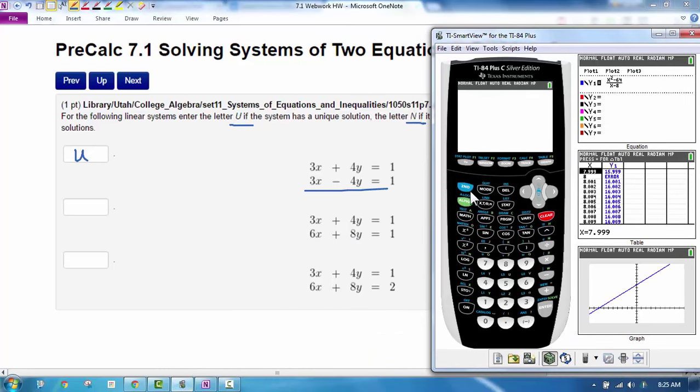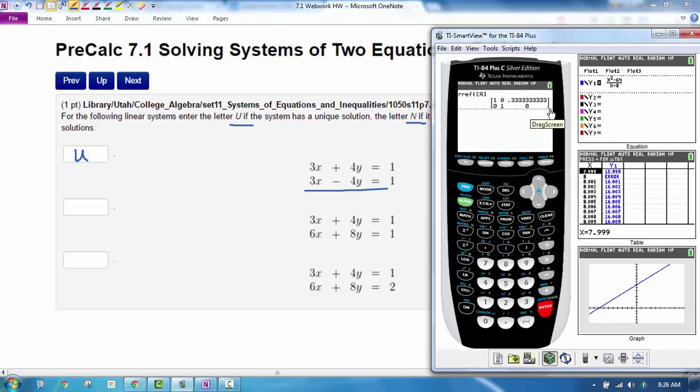If you go to second matrix and then scroll over to edit, matrix A, I'll put this in. I want to do a 2 by 3 augmented matrix this time: 3, 4, 1, 3, negative 4, 1. Now I'll quit out of there and go to second matrix math, row reduced echelon form of matrix A. That gives me the same answer, x equals 1/3, y equals 0.